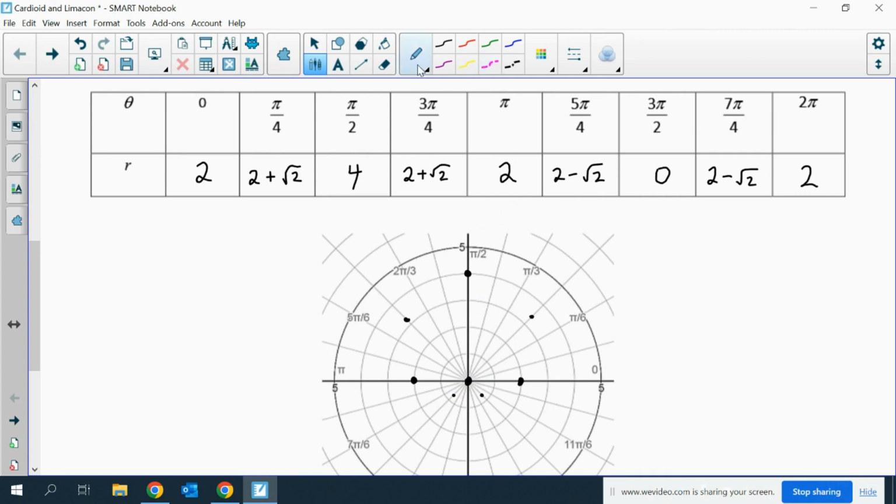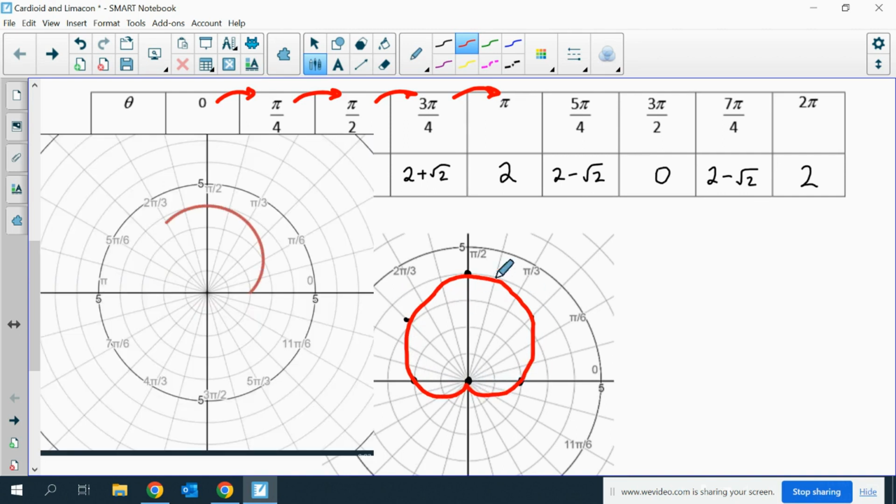So what we have to make sure that we do is substitute these values in and trace along this pattern, where we continue to move as theta moves. So we sweep from 0 all the way to 2 pi. It's going to look something like this, where it's kind of circular and then bounces in like that. So it ends up looking kind of like a circular looking heart, which is why we call these cardioids. It kind of looks like a heart.